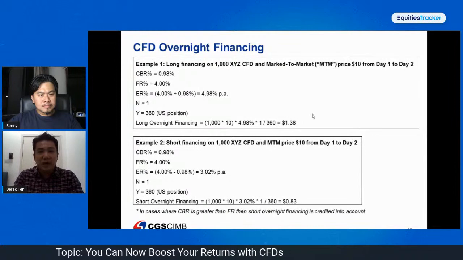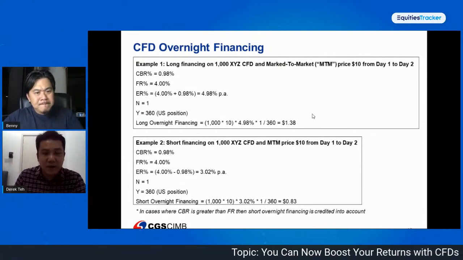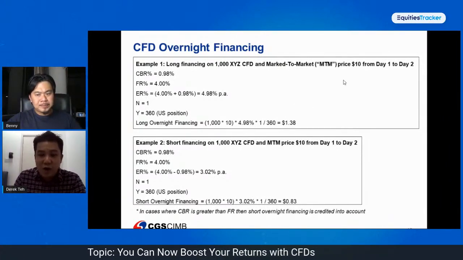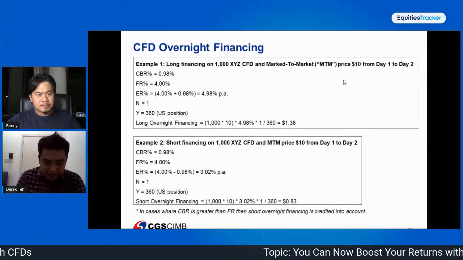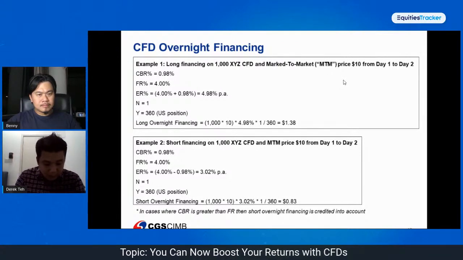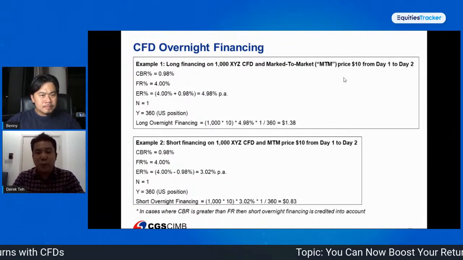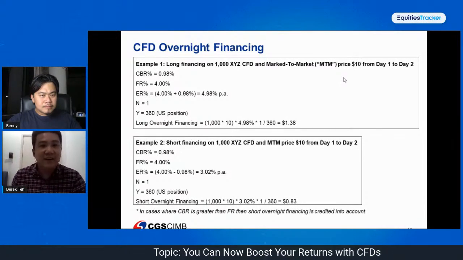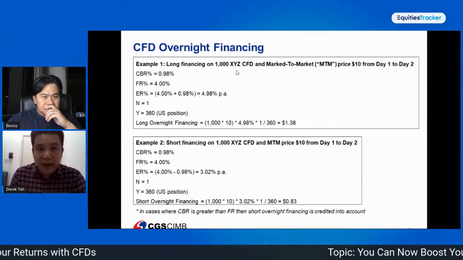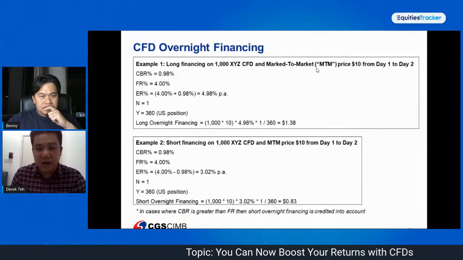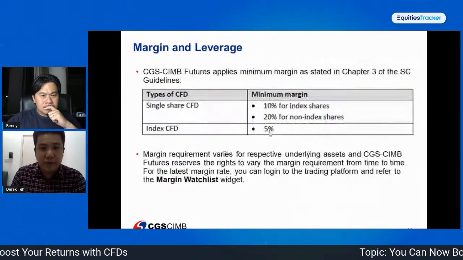To make it more understandable, I will use two examples, one a long position and another a short position, to illustrate all the above. Then you will have a clearer picture of what I mentioned just now. Example 1 shows the long financing on 1,000 XYZ CFD and mark to market price at $10 from day 1 to day 2. So the base, sorry.